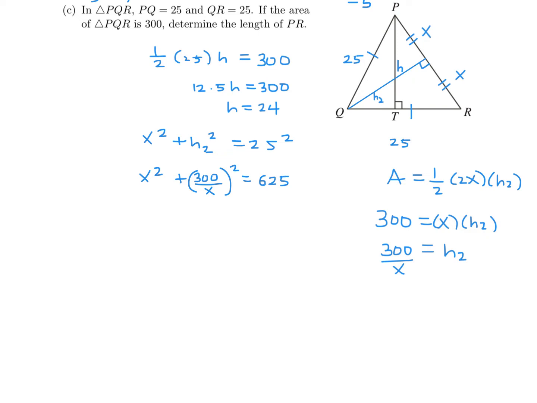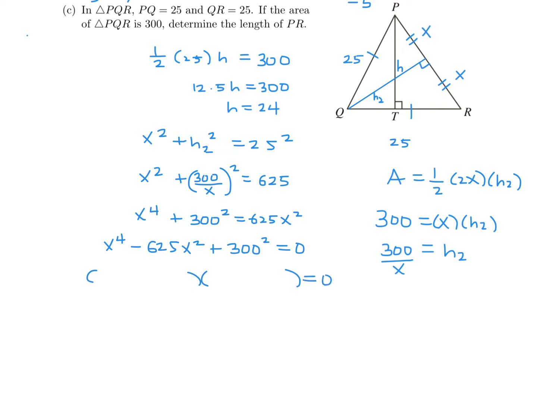So multiply through by x squared, and you'll get x to the power of 4 plus 300 squared is equal to 625 x squared. So if I put everything on one side, it'll be x to the power of 4 minus 625 x squared plus 300 squared. Now at this point, you've got a choice. You can use a quadratic, but I think I can factor this.